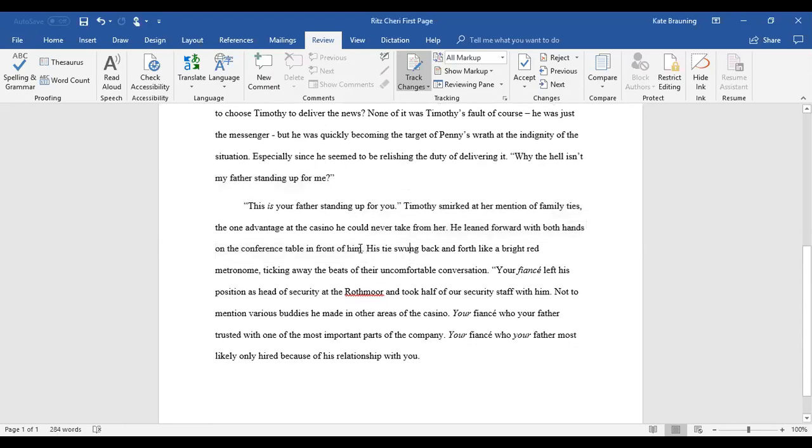The metronome image didn't quite work for me because metronomes are so consistent, and the way a tie would swing is like maybe back and forth once or twice, but then it would slow down and then barely be moving. So I was imagining it far too literally, which kind of took me out of the story because I was imagining the tie ticking back and forth very consistently, measuring time, which is a little more Alice in Wonderland than I think the moment was going for.